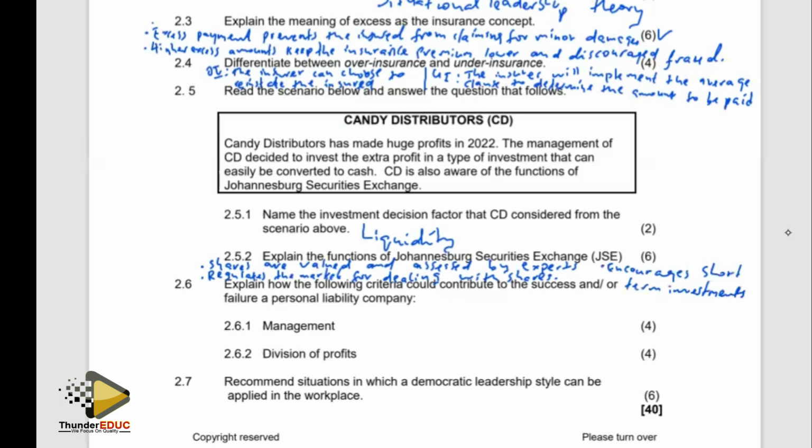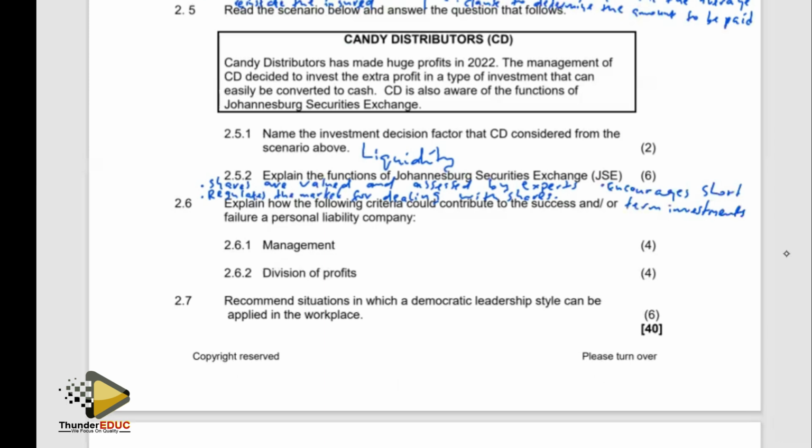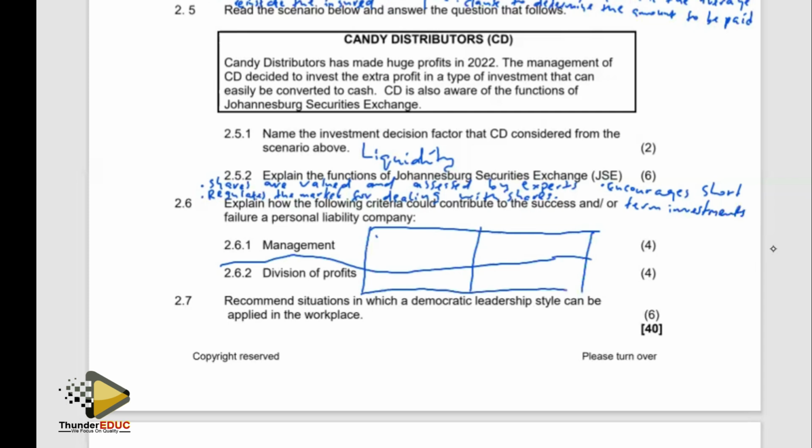Okay, right. So now let's move on to 2.6. So now 2.6 reads as follows. Explain how the following criteria will contribute to the success and or failure of a personal liability company. So now you are going to check how management can contribute towards the failure and also the success of the personal liability company. Okay, right. So now, creators, whenever you are faced with this type of question, make sure that you don't jump onto answers, but understand what is expected of you. Okay, so now this is how we are going to answer this particular type of question.